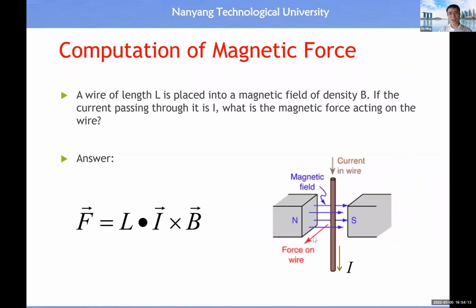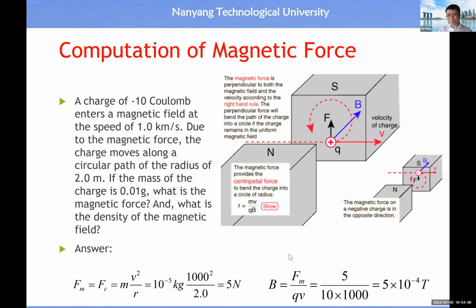And then how about the magnetic force? For example, let's say we have a conductor or wire. Inside this wire, there's a current of I, which is placed inside this magnetic field. If we know the length of this wire inside the magnetic field is equal to L, then we can calculate the force received by this wire. And if we know the density of the magnetic field, it's quite straightforward for you to calculate F.